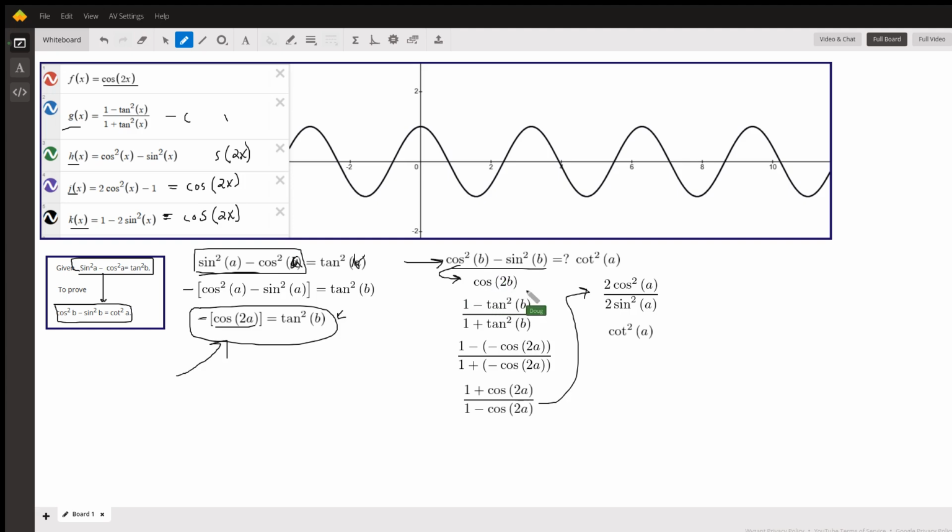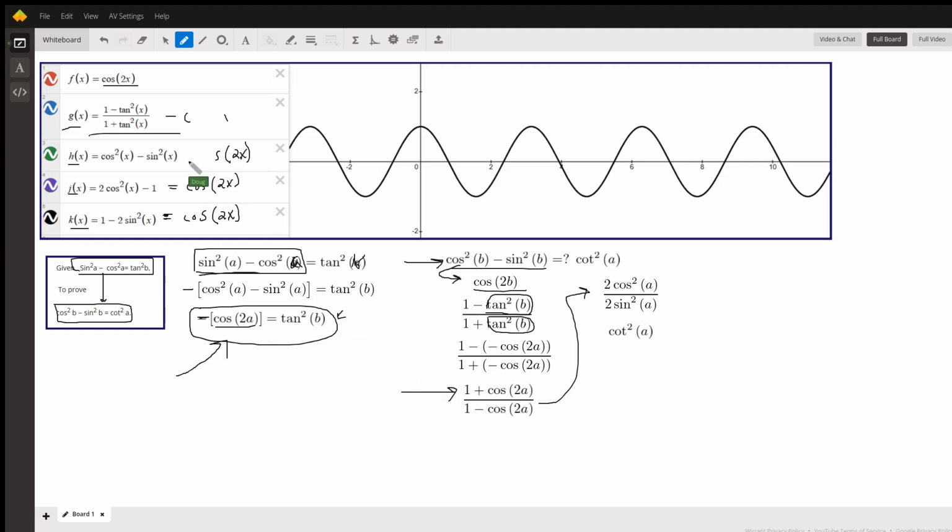Now I've got cosine of twice an angle can be written in terms of tangent squared like this: 1 minus tangent squared B over 1 plus tangent squared B. But we've established from the given information that tangent squared B is the opposite of the cosine of twice A. So I can rewrite cosine squared B minus sine squared B like this.